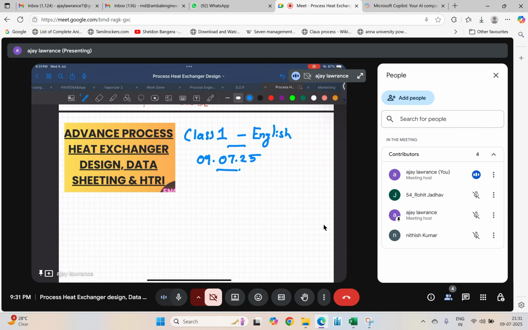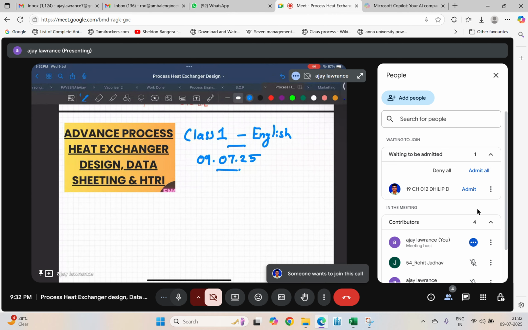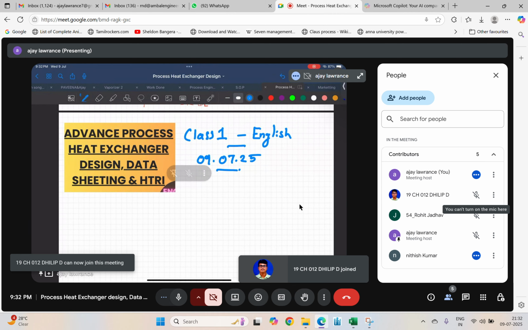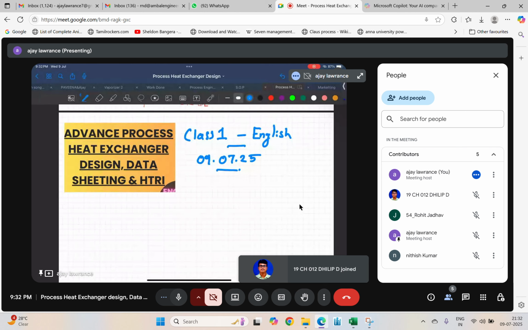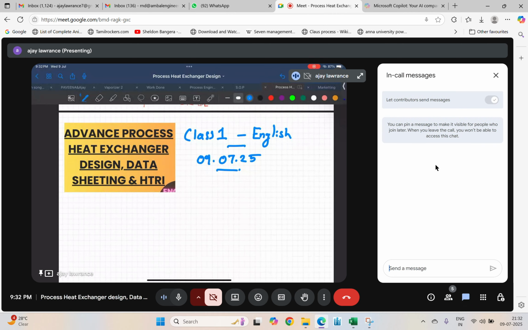Nitish, one more thing I need to ask you. Do you understand Tamil? Can you understand Tamil, Nitish? Yes, Nitish, can you understand Tamil? I didn't get what you said. If you could, please text.